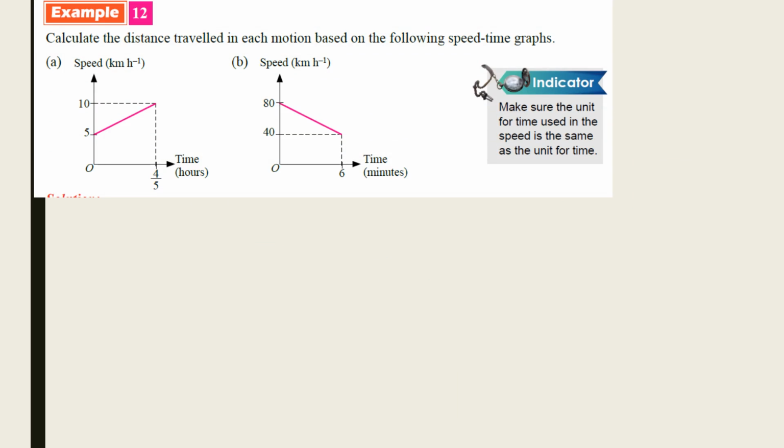Next, we look at example 12. Calculate the distance traveled in each motion based on the following speed time graph. Okay, this is your graph, the speed time graph. And what do you see here? You see a graph. And because you know that you can find the distance, you just find the area under the graph. So you must know the area is here.